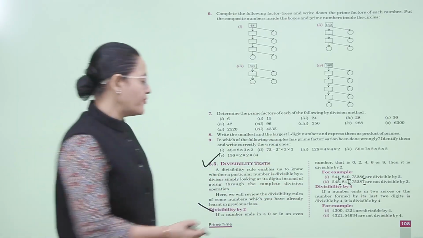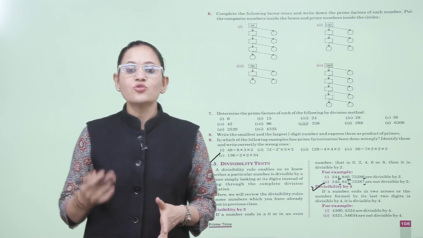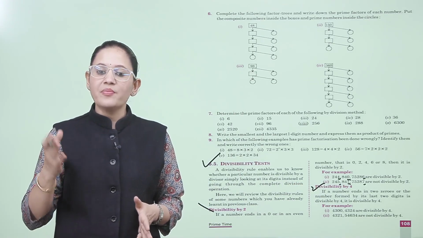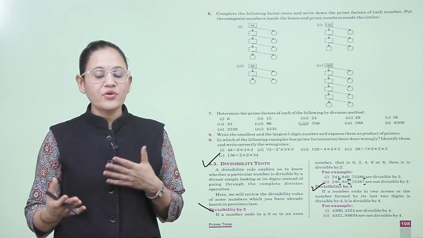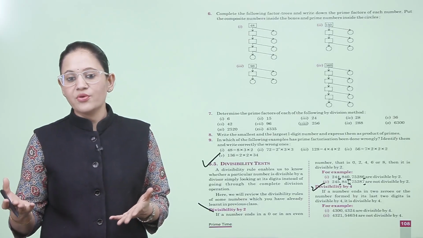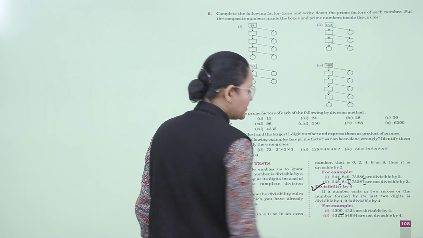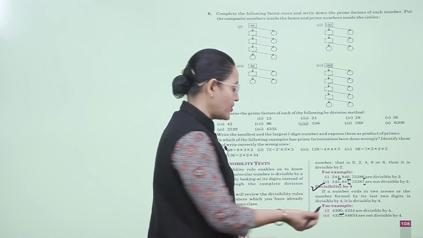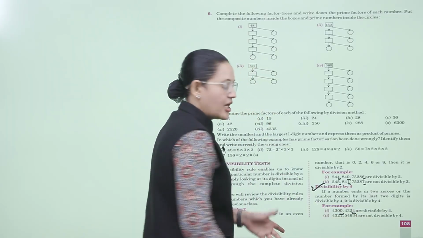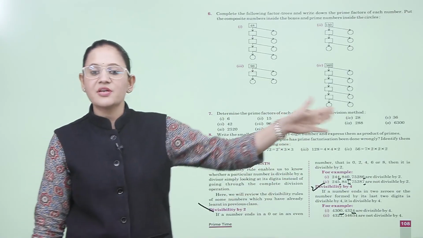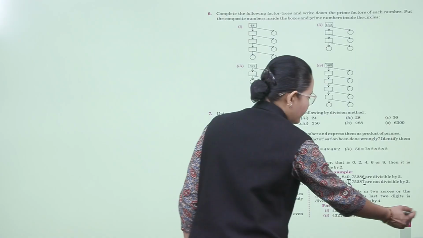Next is divisibility by 4. If a number ends with 2 zeros, or the number formed by its last 2 digits, the one's and ten's digits, is divisible by 4, then the given number is divisible by 4. For example, 4300 ends with 2 zeros, so it is divisible by 4. Here the last 2 digits form 24, and 24 is divisible by 4, so the given number is divisible by 4. All these other numbers are not divisible by 4.